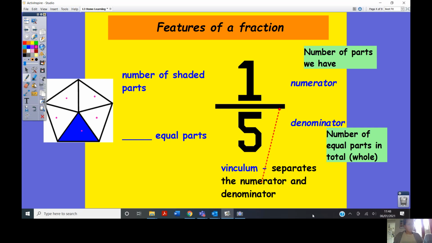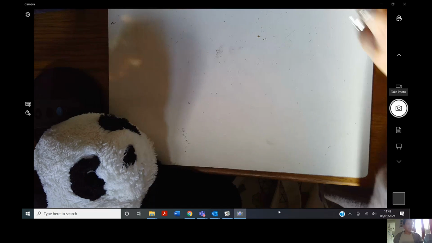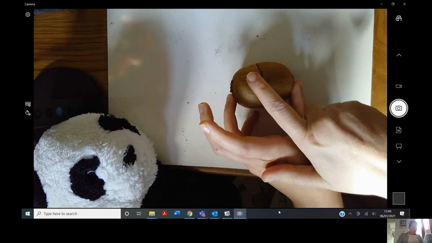Let's have a look and see how this would work as well. If we look at our kiwi fruit again. So this is our whole kiwi fruit, which is divided into two parts. 1, 2. So the number of parts in our whole is 2. 1, 2. I'm going to take away a part. Percy will be eating 1 part of the kiwi, 1/2.